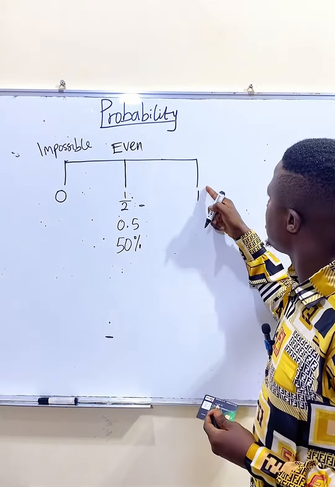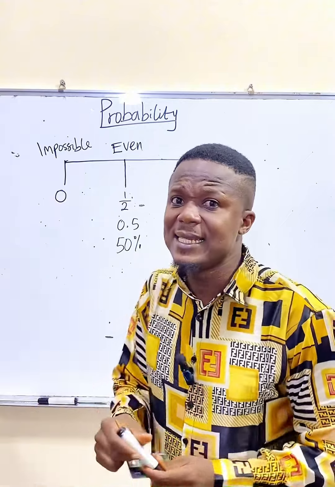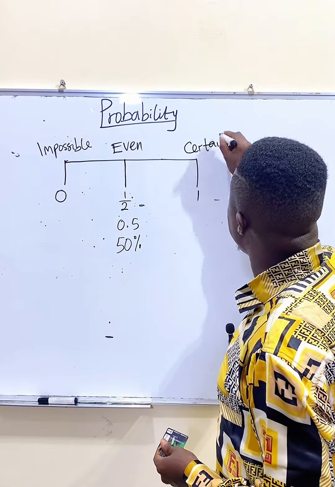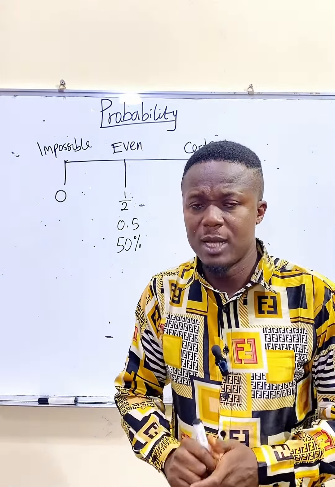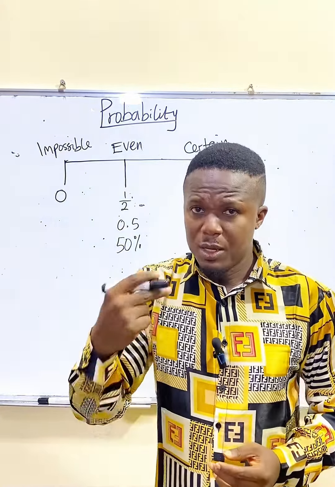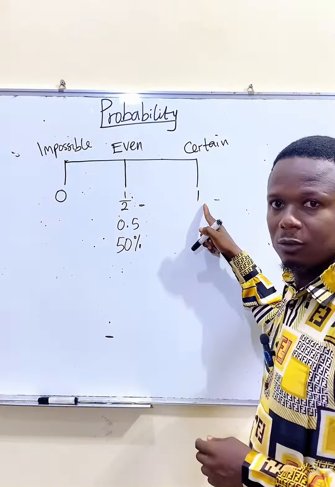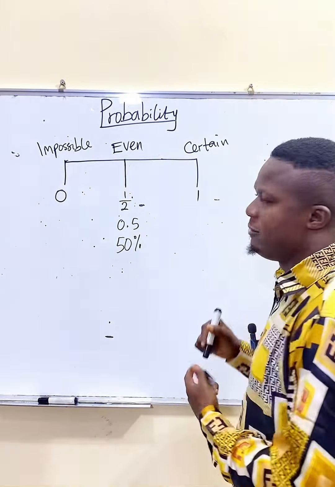Then when the probability of an event happening is 1, it means that event is a certain event. A certain event is an event that has 100% probability of happening. It must happen, come what may. Just like today is Sunday, the probability of tomorrow becoming Monday must be 1. Okay? Then we also have likely and unlikely events.